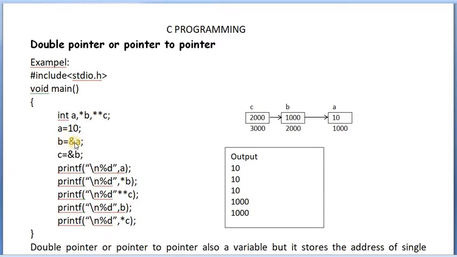The address we can get by using the address operator. Here a's address is stored in b. Now b's value is 1000. A single pointer also has an address. That address we can also store in some variable, and that variable must be a double pointer. Here the double pointer stores the single pointer's address.